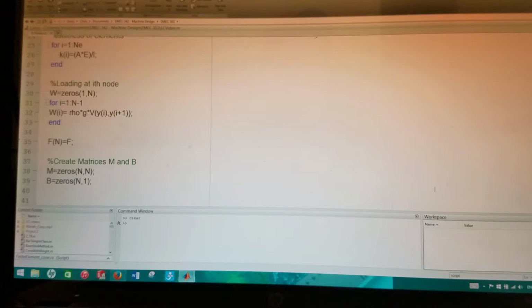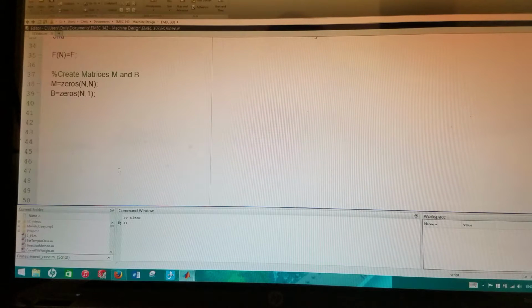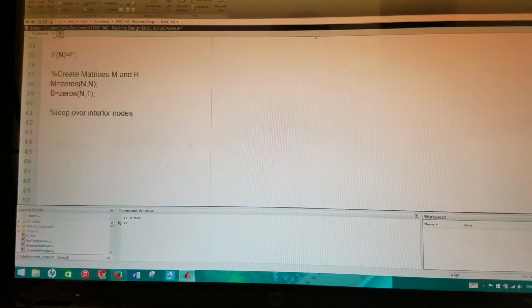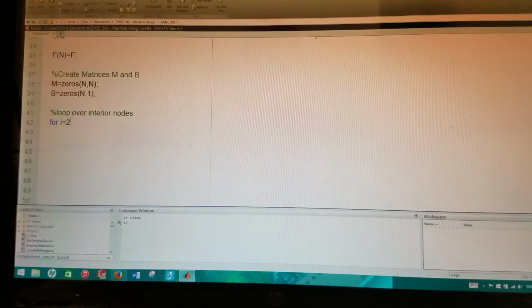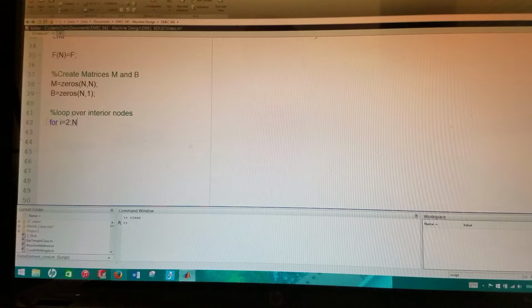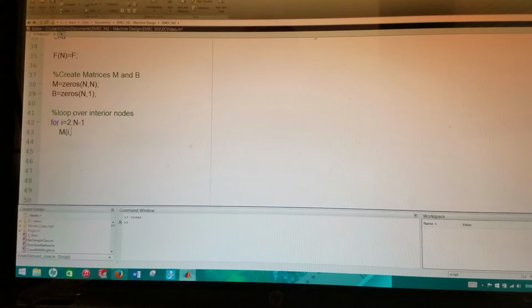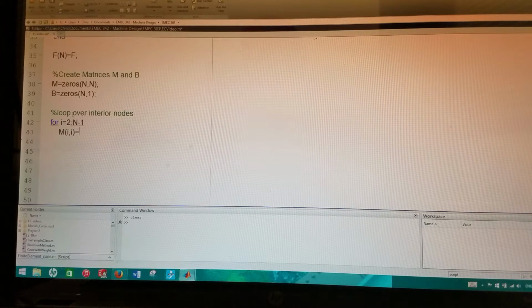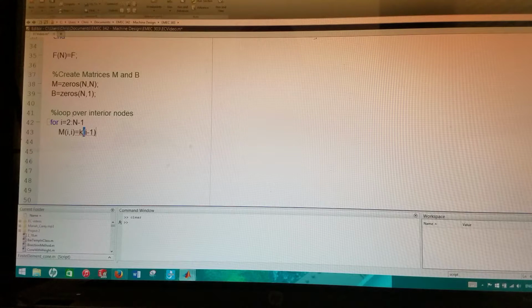And now we'll be able to apply the pattern that we found in the previous part for the interior nodes. So we're going to loop over interior nodes. We're going to say for i equals 2 to n minus 1, because these are just for the interior nodes once again. So along the diagonal, we have this being the function.